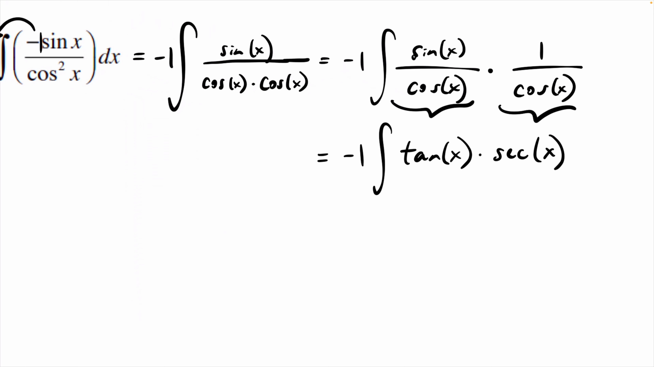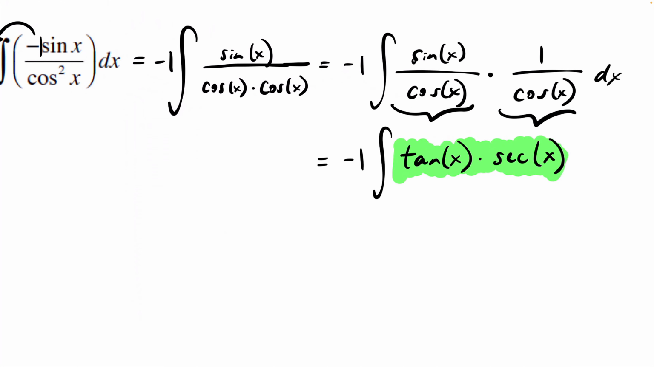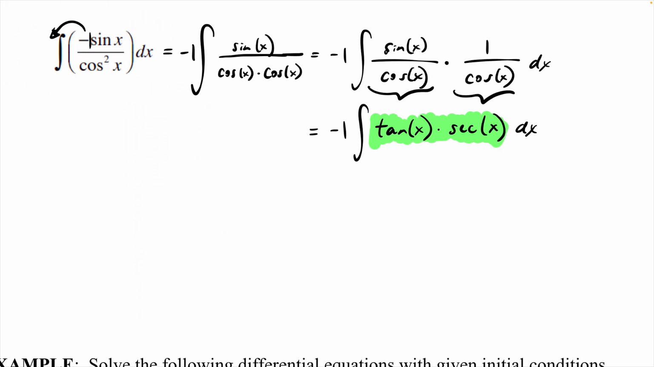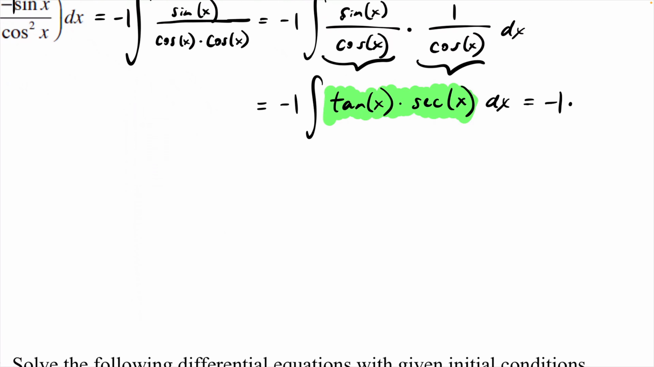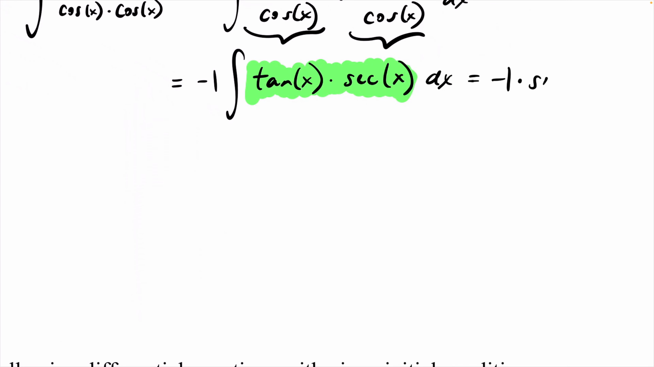Does that look like something on my list from the top of the page earlier? Yeah, it's secant tangent. And what's the antiderivative of secant tangent dx? It's secant. So this is negative 1 times secant of x plus c.